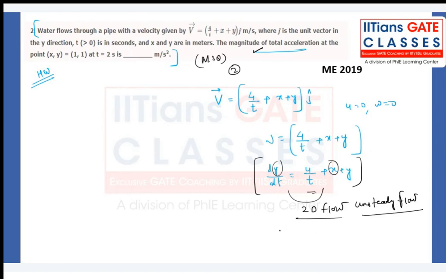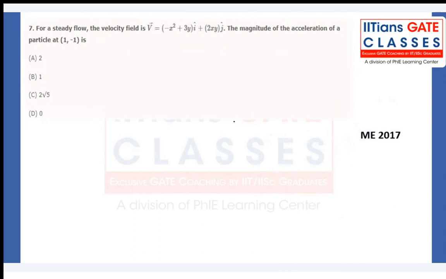You please try to solve this question as a homework. And if you need the answer, I can give the answer for this question as 3. Similar problem is there. They are asking the magnitude of the acceleration at a point -1 and 1, right? Again, that is a 2D flow. That's why they are asking at a point somewhere 1, -1. Somewhere here they are asking.